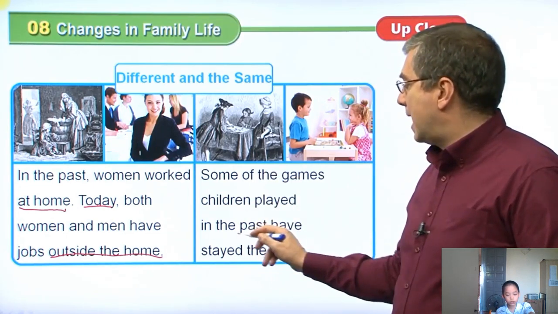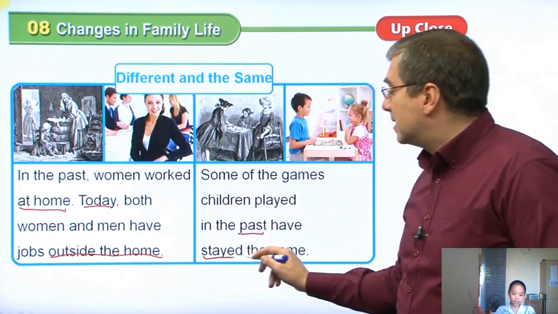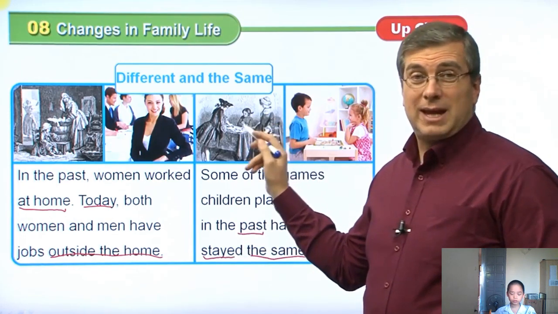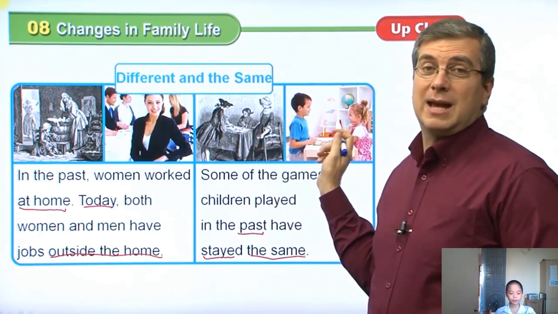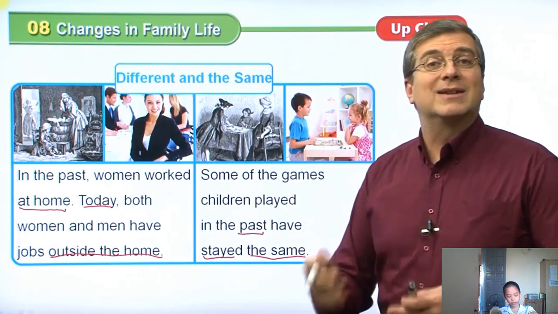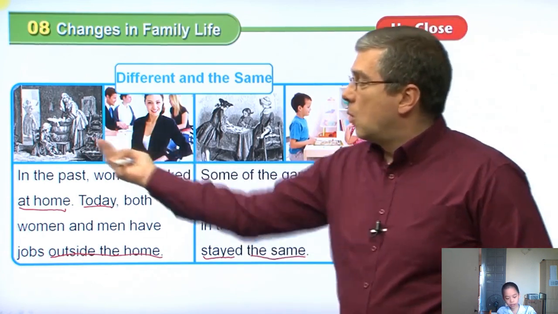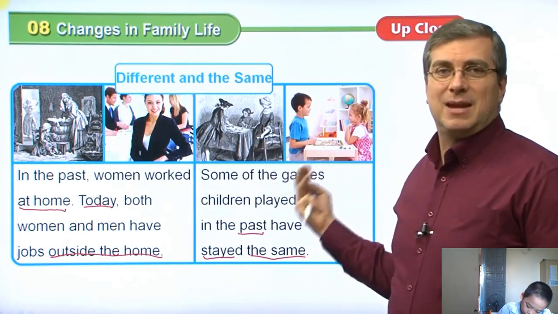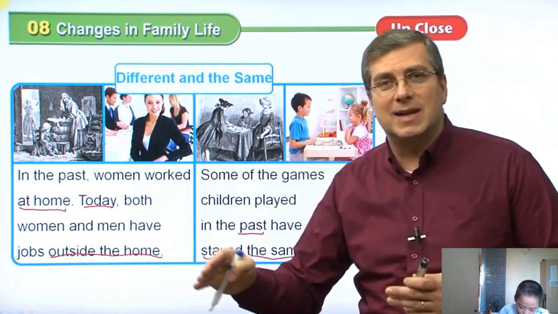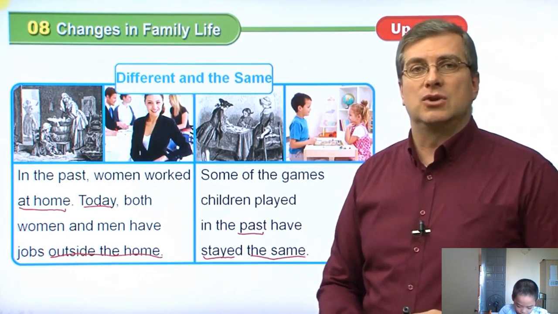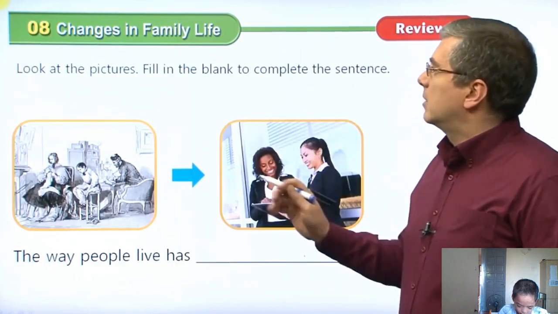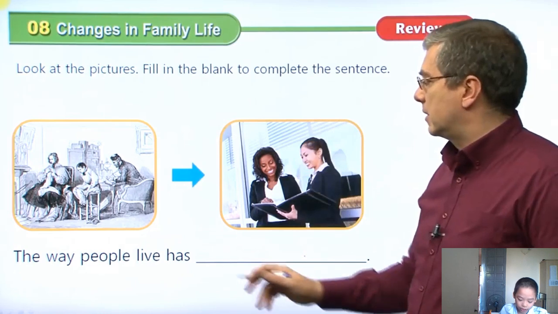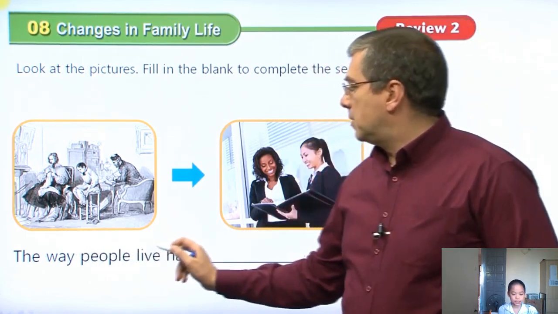The next one: some of the games children play in the past have stayed the same. So in the past there were games, and in the present the games are still like that. Some games in the present, until now, are still like that. It's not changed anything, right? It's still like that. So that is how things are different and the same.